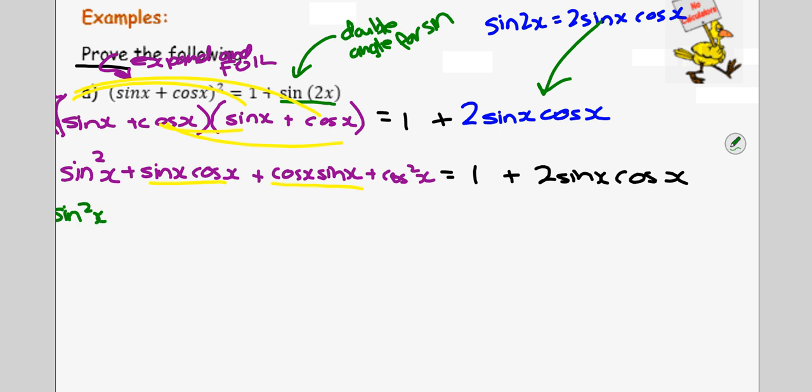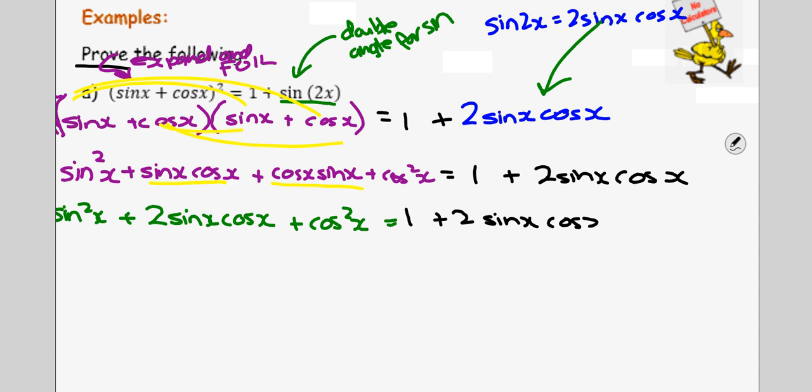Sine squared x plus 2 sine x cos x plus cos squared x equals 1 plus 2 sine x cos x. Exactly, we could subtract. See how we've got plus 2 sine x cos x, plus 2 sine x cos x? We can subtract them from both sides.